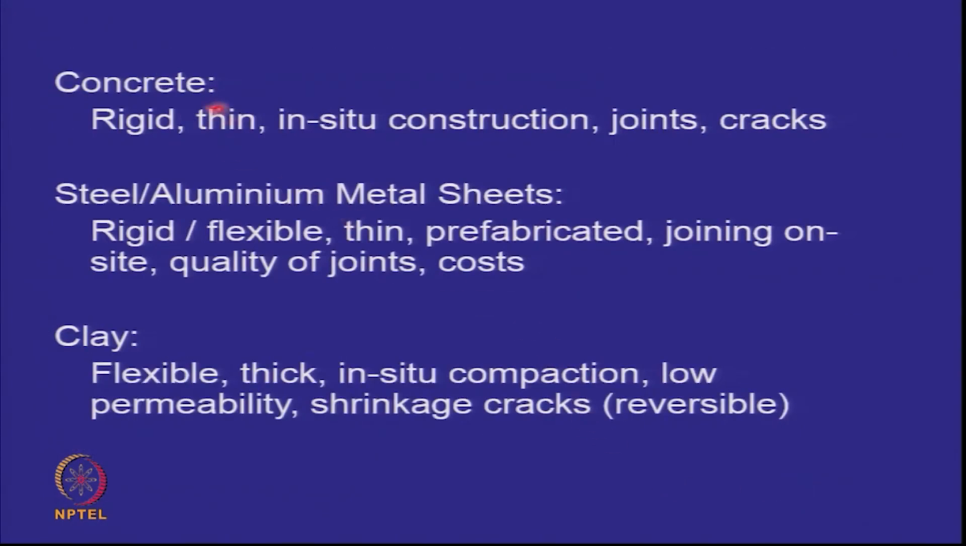So as I said, concrete: rigid, thin, in situ construction, joints, cracks. Steel, aluminum sheets: rigid or flexible, thin, prefabricated, joining on site, quality of joint and costs.